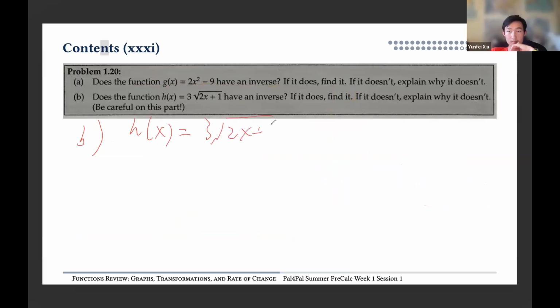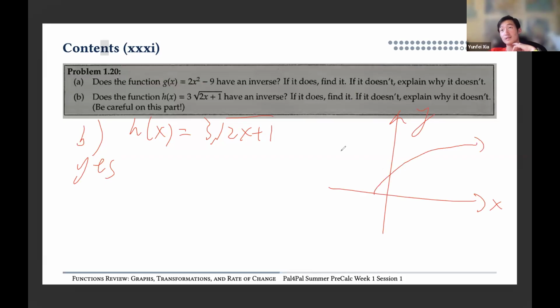There are quite a few responses. This one should be yes. And why is that true? Can I have someone besides Alexander to talk about this? It's 1 to 1. Why is this 1 to 1? It passes the horizontal and vertical line test.